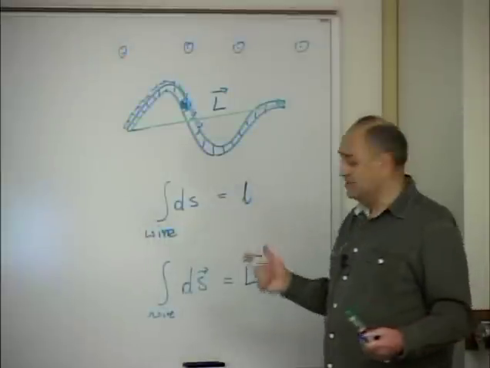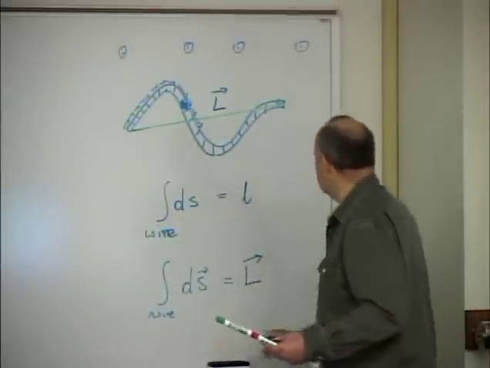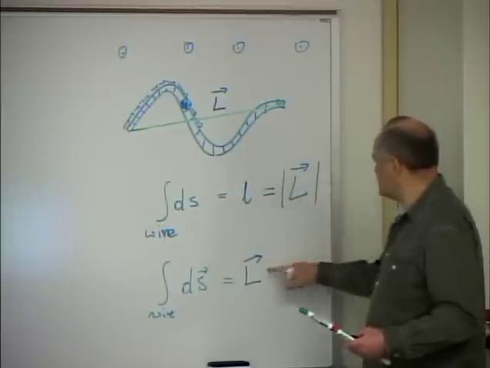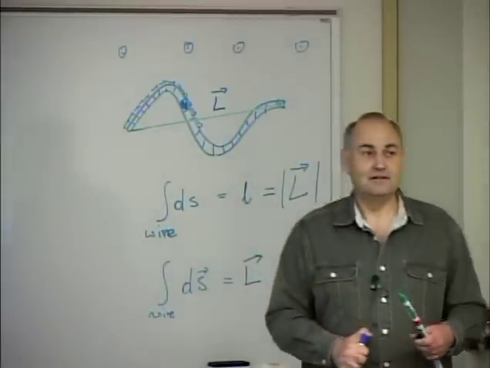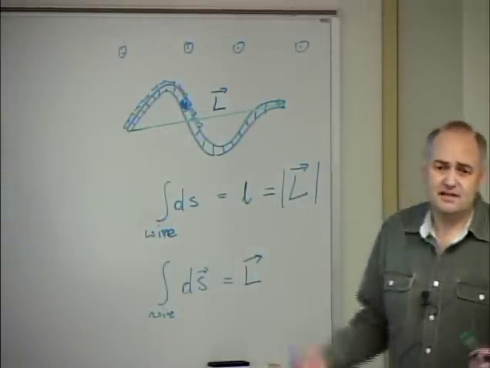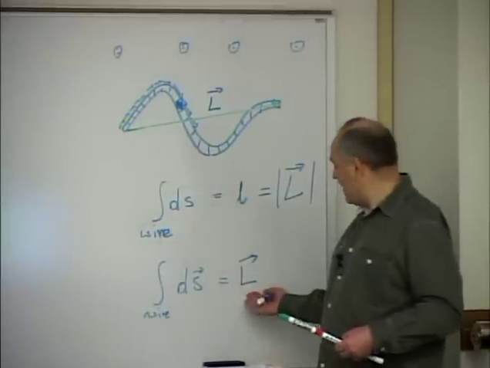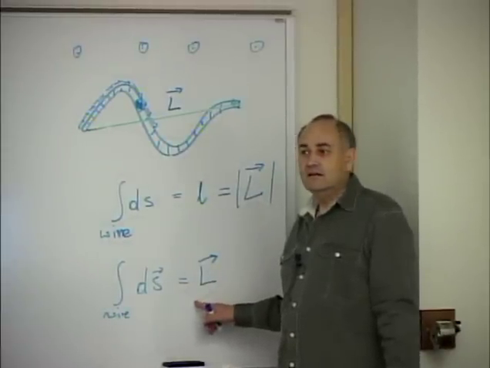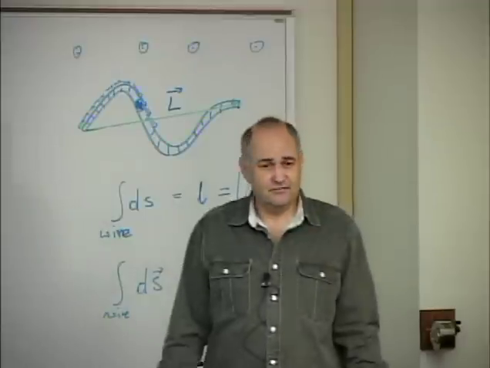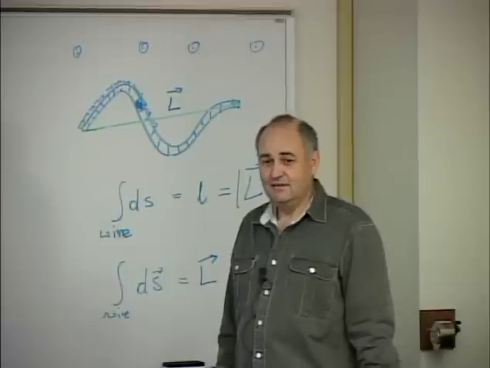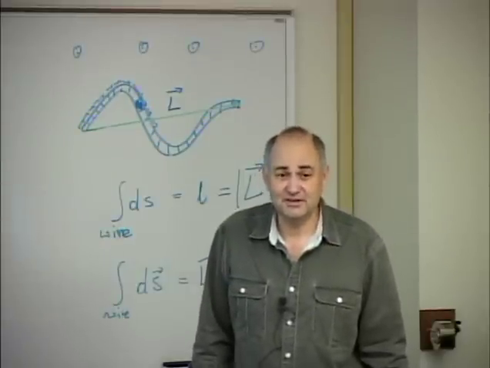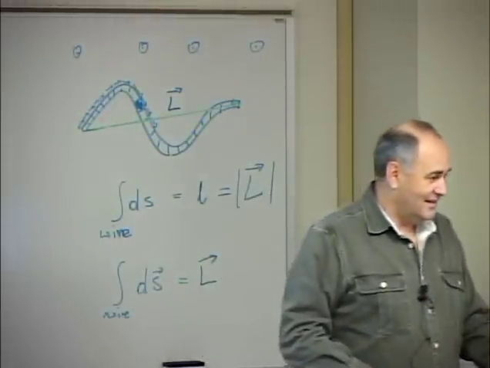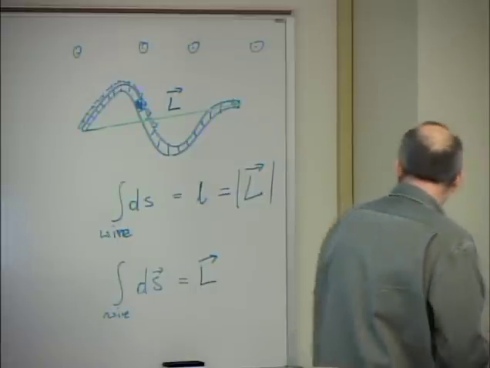Now let me ask you one more question. Is this equal to magnitude of this? No. Right? And for this reason I wanted to use a different L. Because what will be magnitude of this vector L? It won't be the length of the wire. Distance between what and what? From one end of the wire to the other end of the wire. Right.